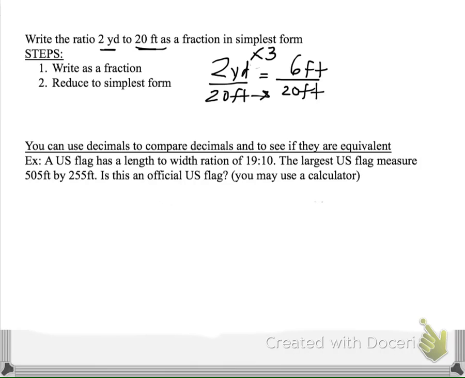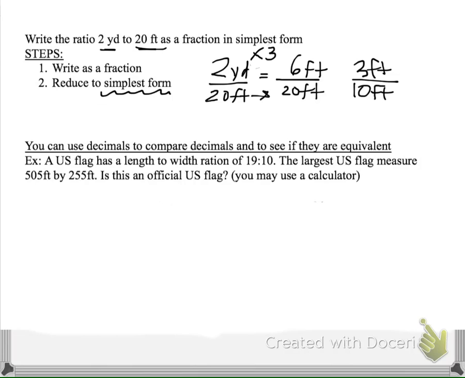Now, the directions say to write this in simplest form. 6 to 20 feet is not in simplest form because I can divide each of these by 2. So if I divide the top by 2, then I'm going to get 3 feet. And if I divide the bottom by 2, I'm going to get 10 feet. So in simplest form, I would be comparing this ratio as 3 to 10 feet.